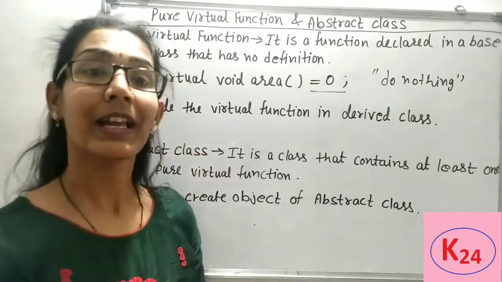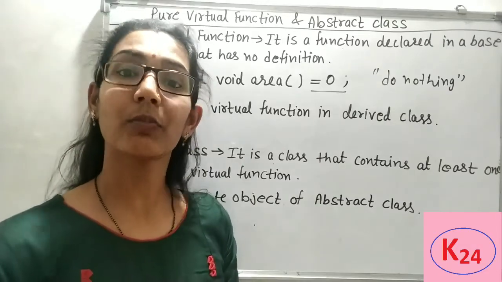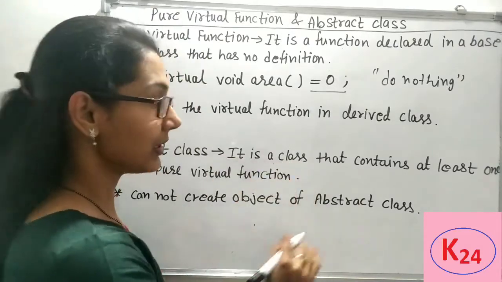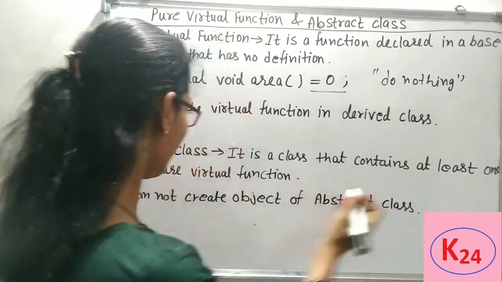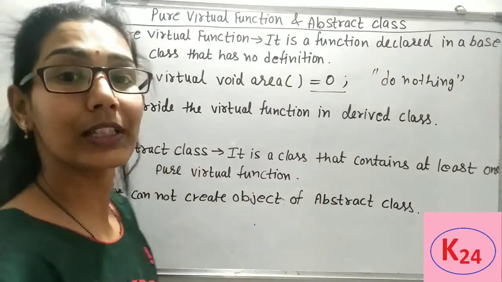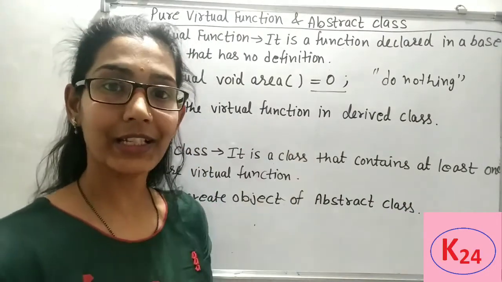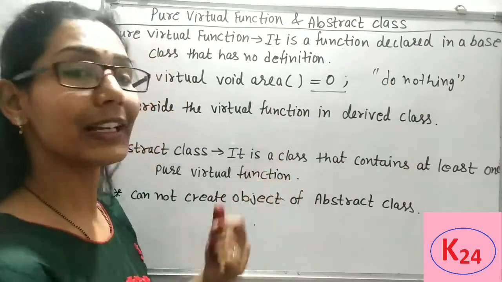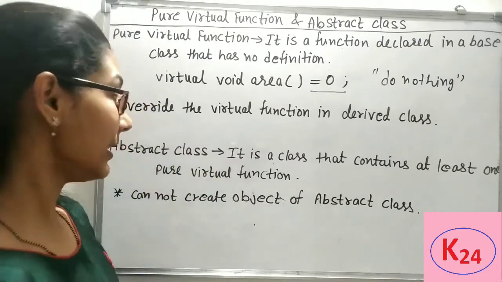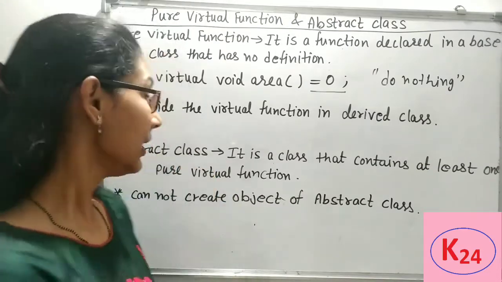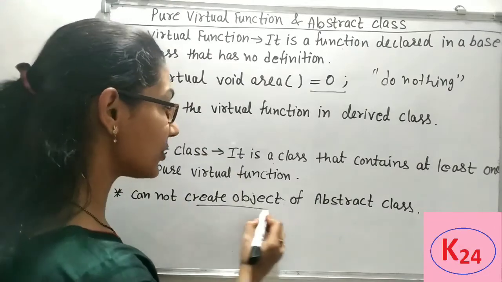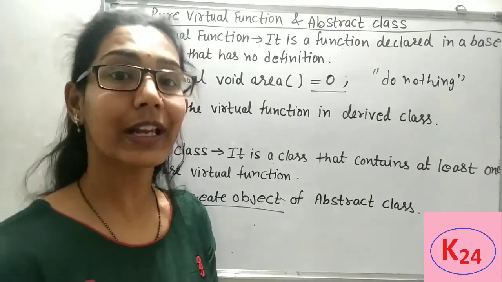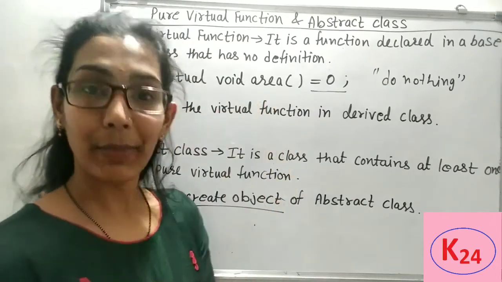Now then abstract class. Abstract class and pure virtual function both are interrelated. How? A class that contains at least one pure virtual function is called an abstract class. Means when we create a program, and in this program we create at least one pure virtual function, then it becomes an abstract class, and in an abstract class the compiler will not allow us to create any object of the abstract class. So with a pure virtual function we also cannot create any object of the base class.